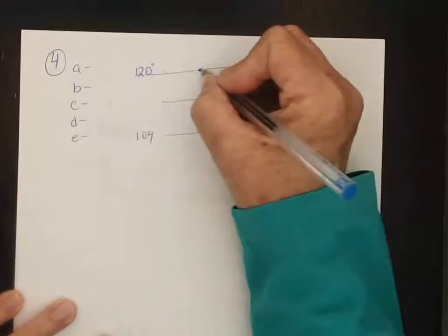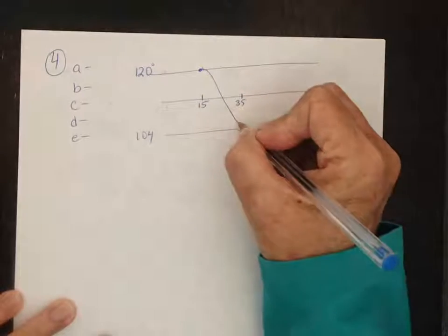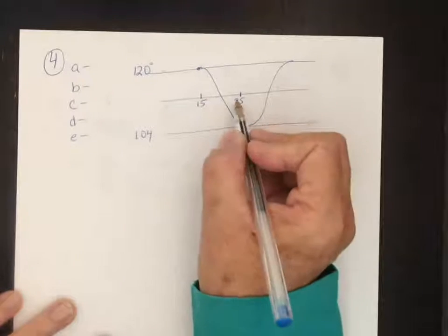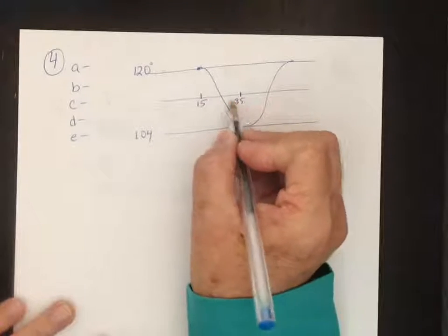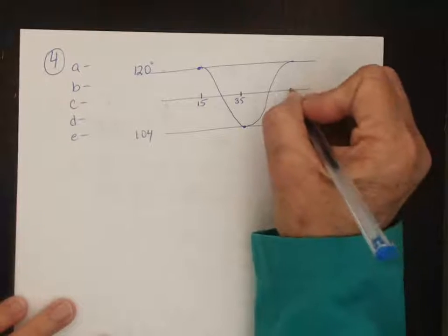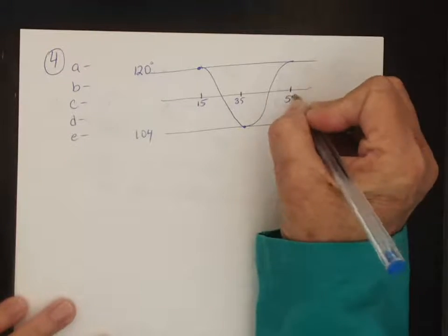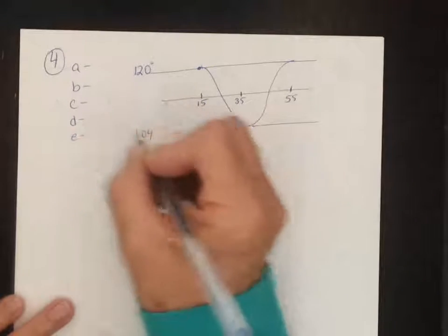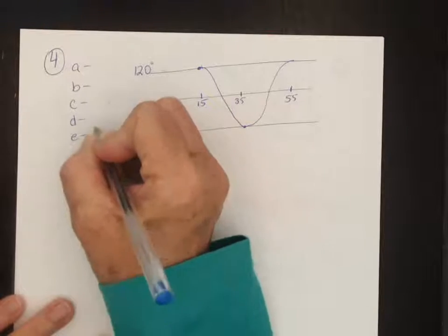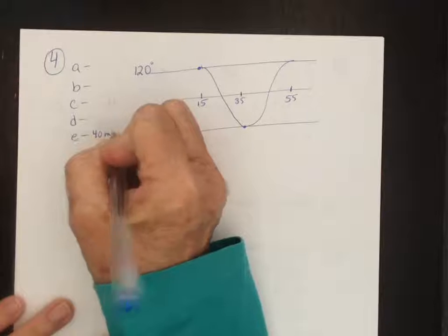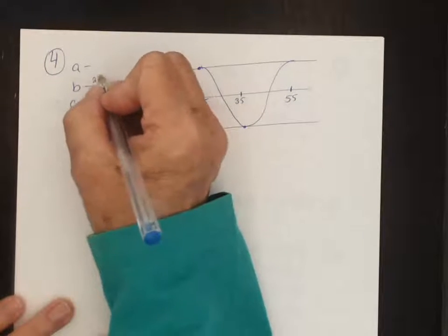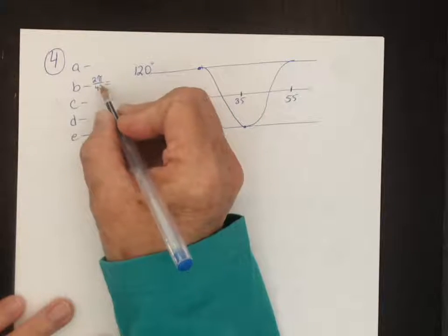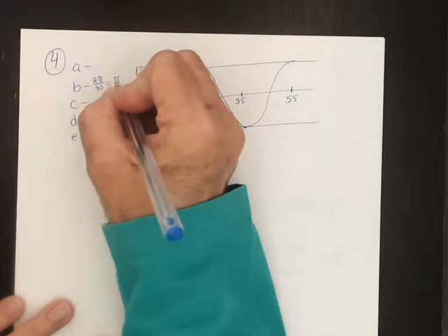It's at the low. So it's got to come down, go back up. Okay, so if it took 20 minutes to go half a period, it's going to take another 20 minutes to get back up to the maximum. So that would be at 55. So the total period is going to be 40 minutes. B then is going to be 2 pi divided by 40. And if that really bothers you, since that's an integer, you can go ahead and reduce that to pi over 20.